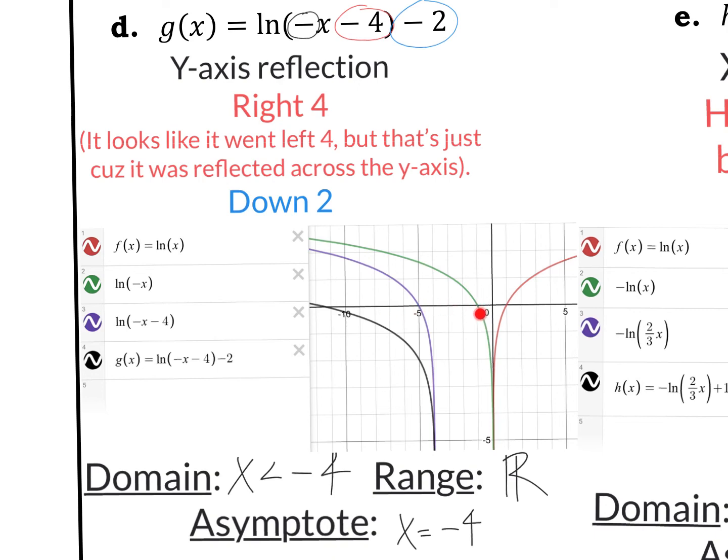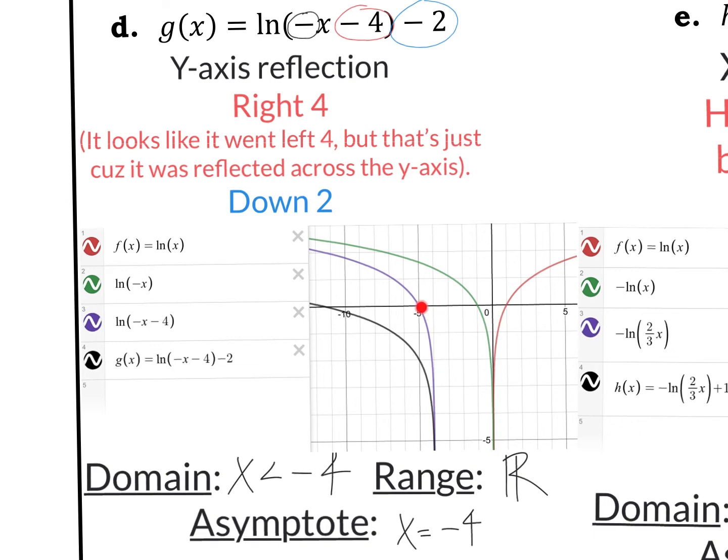Here you can see it's going through -1, and now it's going through -5. That's because it ordinarily would go right 4 units, and then if you were to reflect that across the y-axis, now it looks like it's going left 4 units. So you still say it goes right 4, and the reason why you don't say left 4 is because of that y-axis reflection that came before it. And then after that, it's just -2 on the outside, so it goes down 2 units.